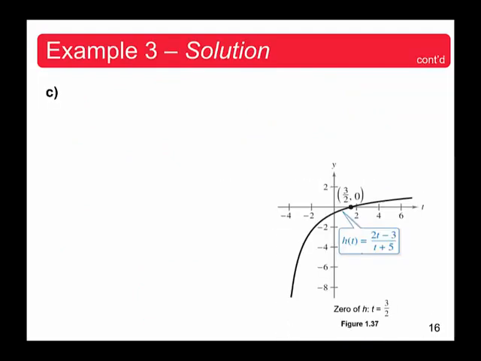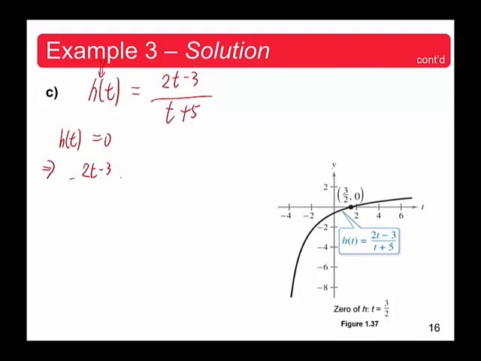Now let's take a look at the third function, h of t. Notice that we're using different variables from part A all the way to part C. The variable is just an instrument to express the relationship between those two variables. So it doesn't matter what variable you are using here. So similarly, we're setting the y value, h of t, equal to 0. So that indicates 2t minus 3 over t plus 5. Set that equal to 0.